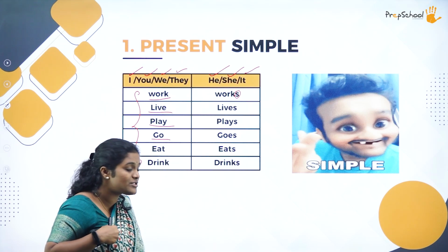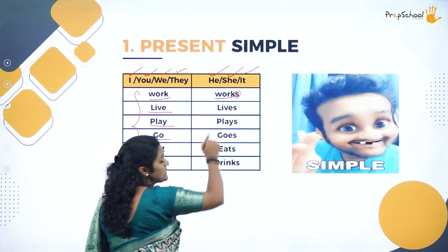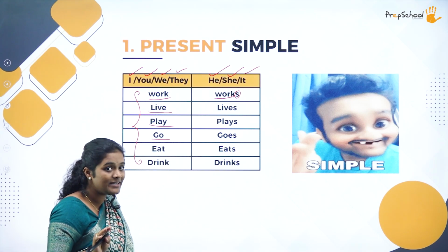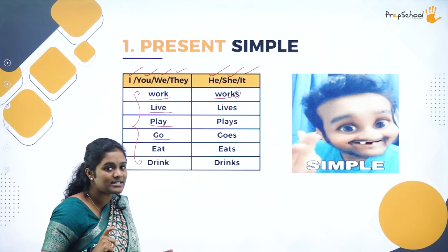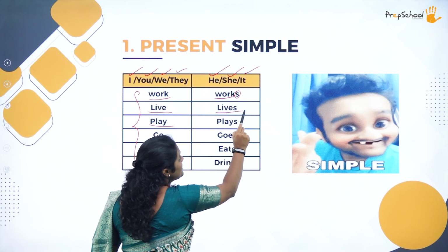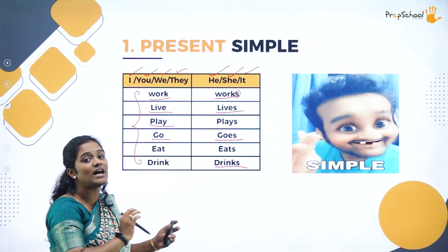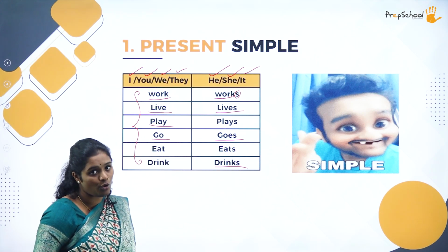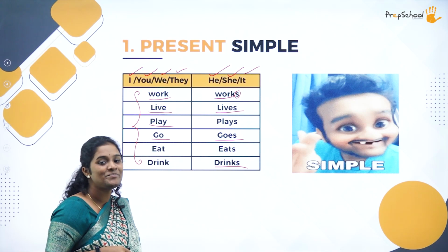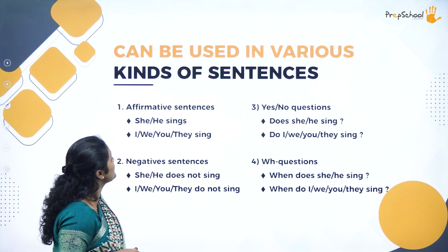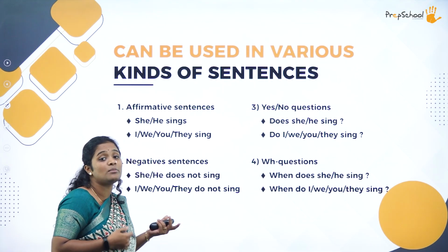So how does it sound? Let's try it now. He works. You don't say he work, right? It doesn't make sense, or it is very absurd when you say that. So she lives, it goes, or it drinks. So this is how it is. This is also very important for you all to note. It's simple, isn't it?